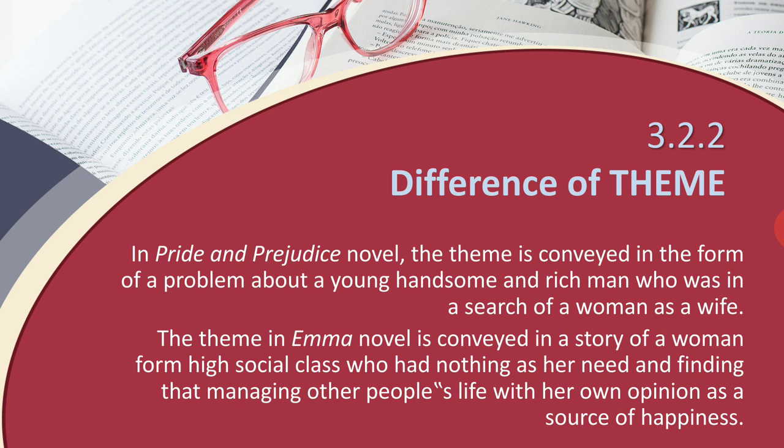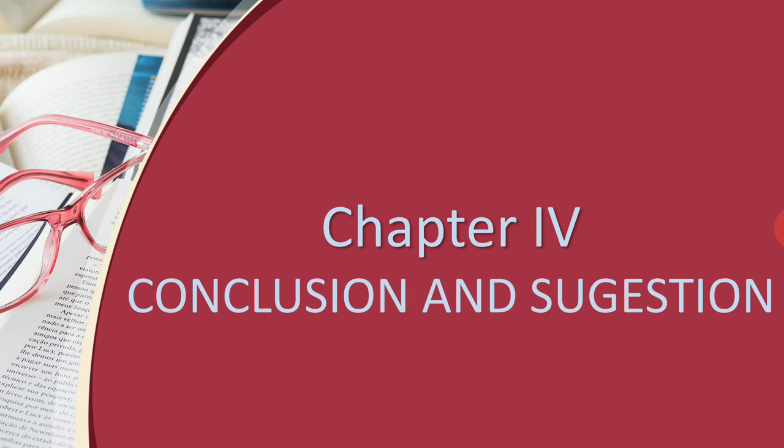In Pride and Prejudice novel, the theme is complete in the form of a problem about a young, handsome, and rich man who was in search of a woman as a wife. The theme in Emma novel is complete in a story of a woman from high social class who had nothing as her need and found that managing other people's lives with her own opinion was a source of happiness.